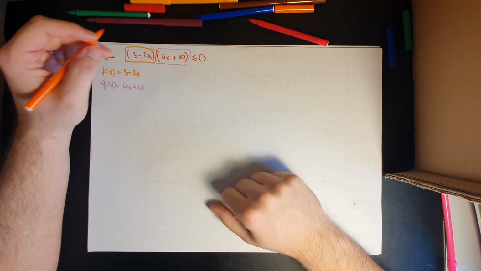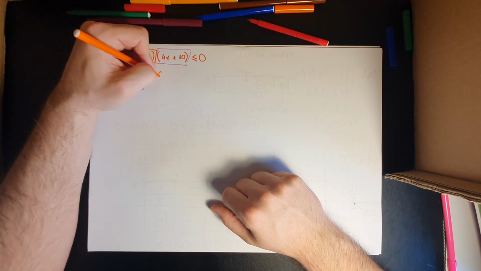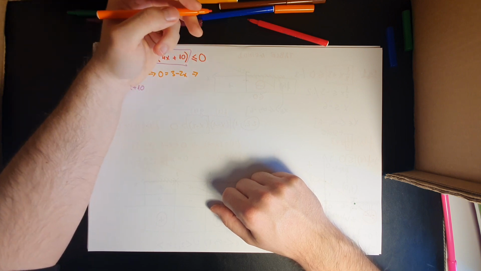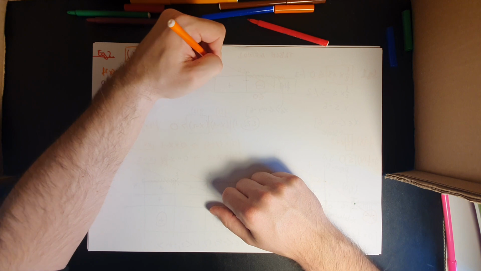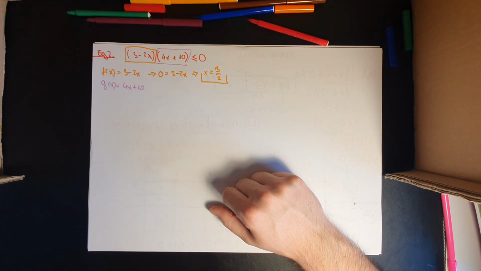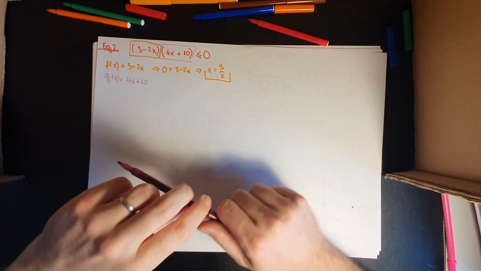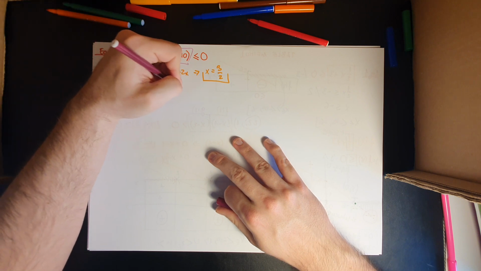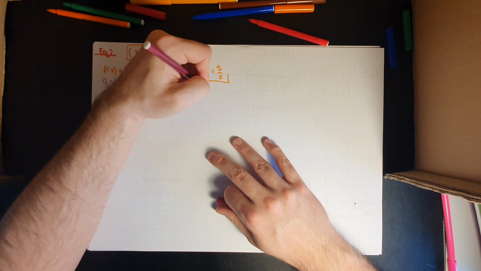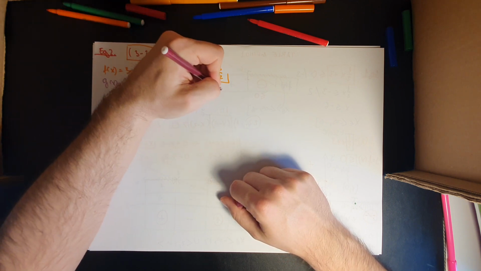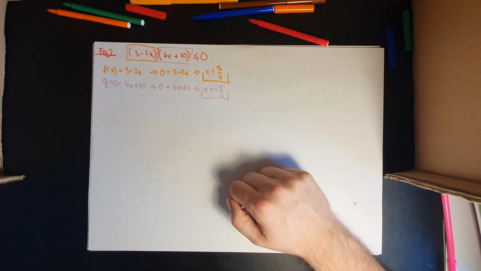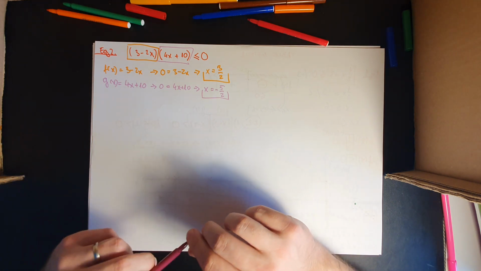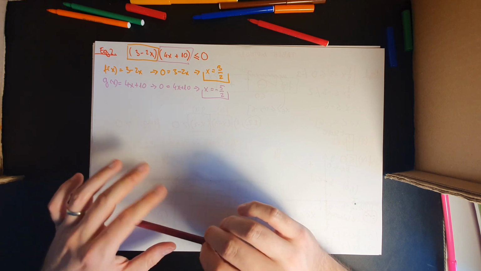So let's go through the method. First thing is the x-intercept, which means 0 equals 3 minus 2x, which means that 2x is 3 and x is 3 over 2. So this is the x-intercept. For the second one, the g function, its x-intercept is going to be 0 equals 4x plus 10. This means that x is going to be minus 5 over 2. You should be able to solve this and find it yourself. So, we found the intercepts.